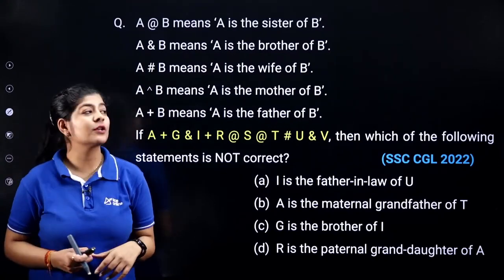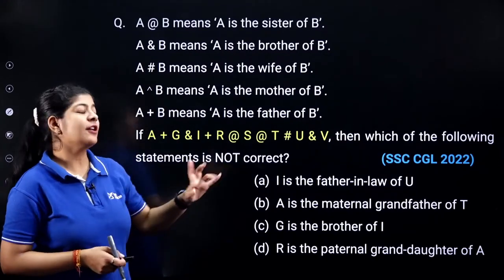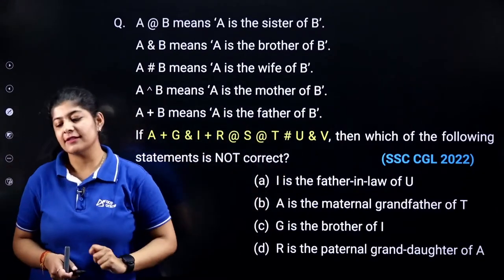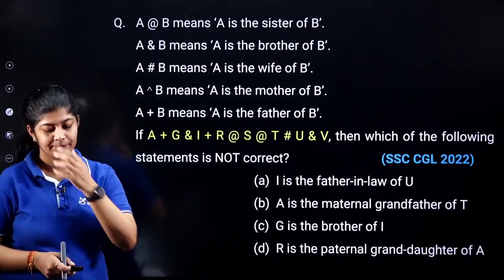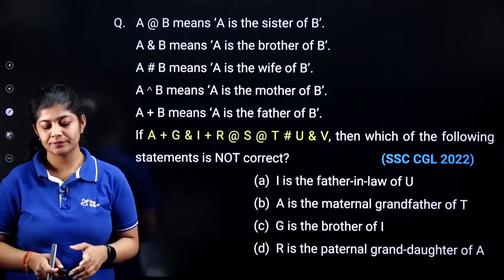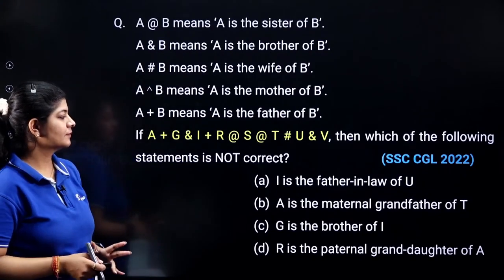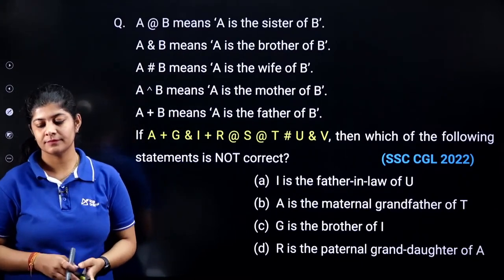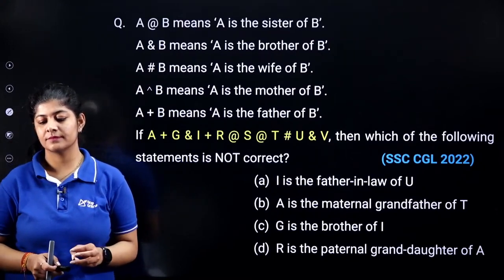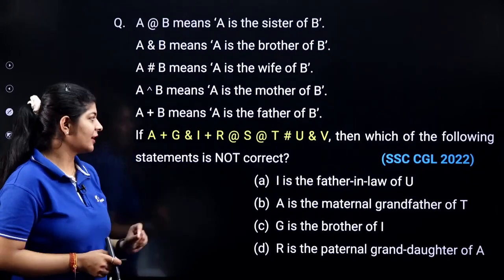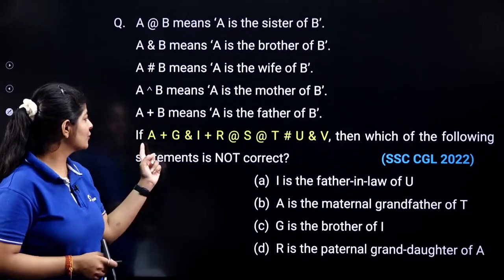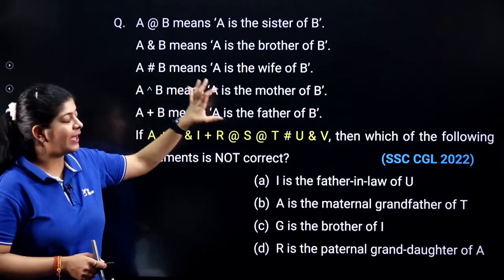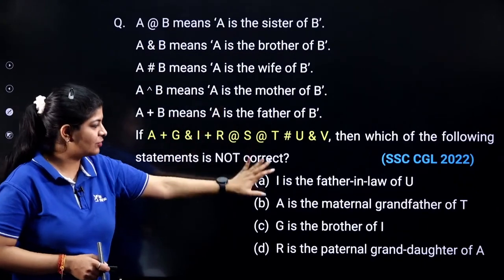Again, we have a question from the concept of blood relation. Now just read the question carefully and determine the correct answer. Very good, SK. You need to solve the given coded relation, and according to that, your family chart or family tree, you need to check these options.